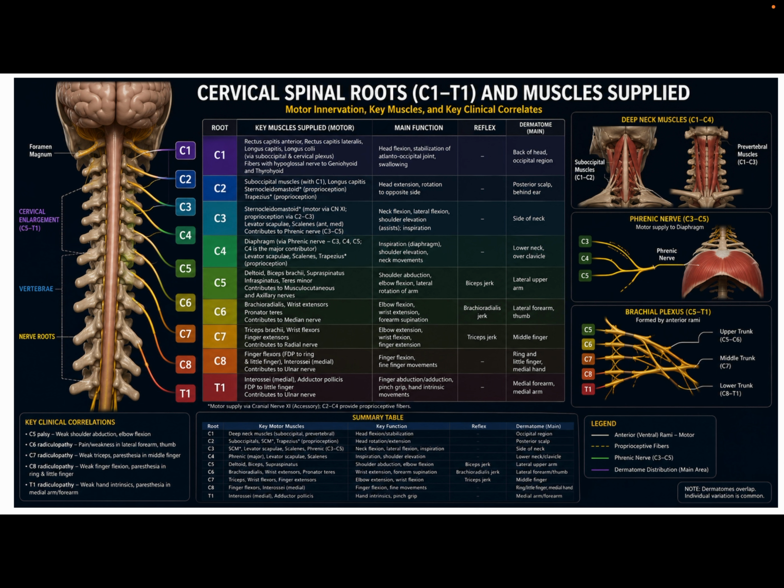Deep neck muscles. The deep cervical muscles include the suboccipital muscles supplied mainly by C1 and C2 and the prevertebral muscles supplied by C1 to C3. So the deep cervical muscles are supplied by the suboccipital muscles, supplied by C1 and C2, and prevertebral muscles supplied by C1 to C3.